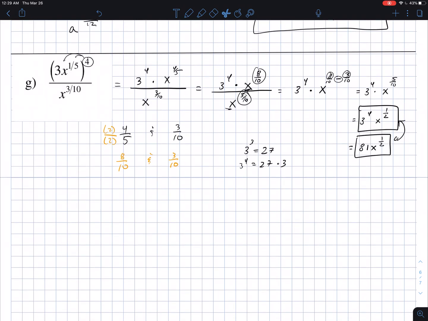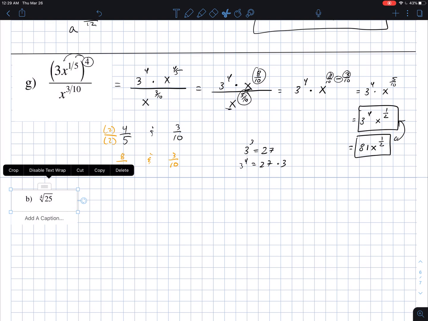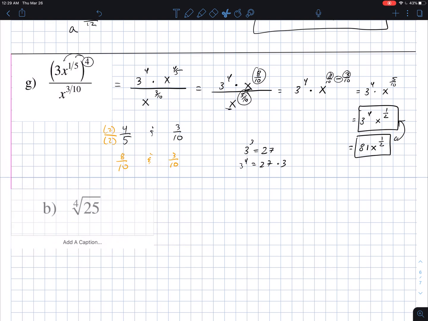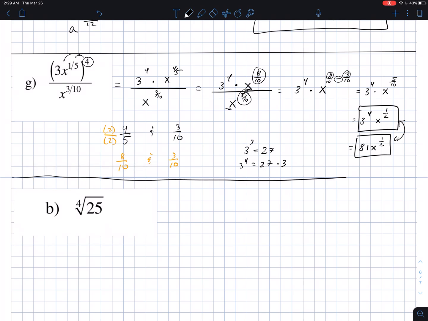Oh, I forgot to do this. That's okay. I can do this first. Yeah, that's kind of big. There we go. Okay. Let's make our little line so we can separate things. Okay, so what is this? Well, this is 25 to the 4th power.